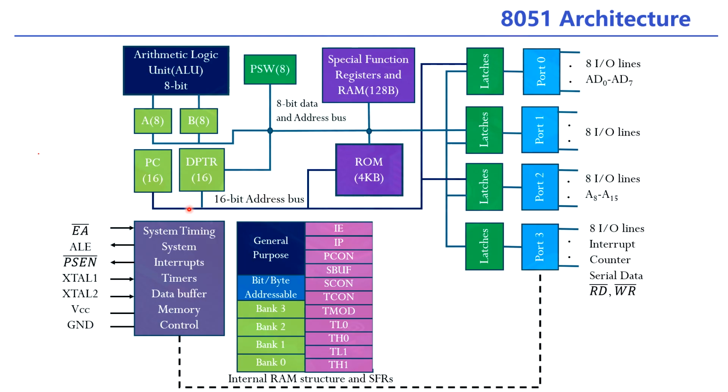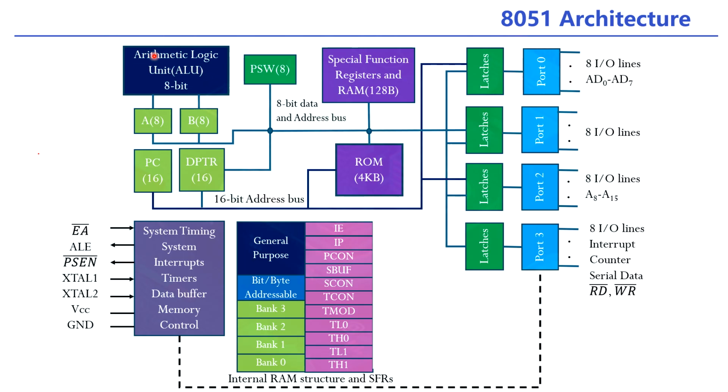Now let us discuss arithmetic logic unit, ALU. Already we know that this 8051 microcontroller is an 8-bit microcontroller. That means its ALU size is 8 bits, all internal registers are of 8 bits, and all instructions are designed to work with 8-bit numbers. So that's why the 8051 ALU size is 8 bits here.